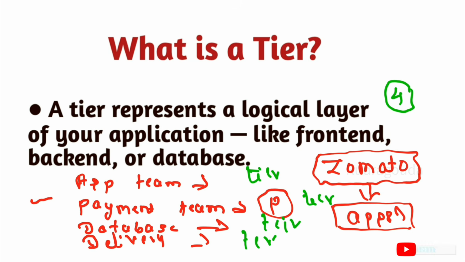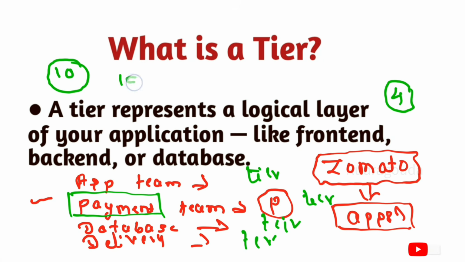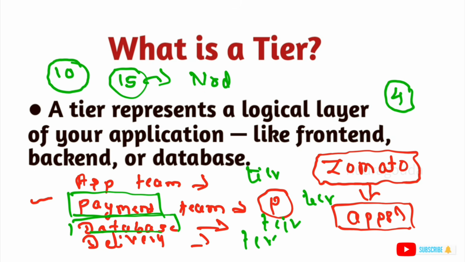And each tier might have multiple nodes. For example, when you are talking about the payment team or payment service, to handle all the load properly, the payment service might use 10 servers to manage the load, or 15 servers to manage the database. So these 15 databases, meaning each individual database, we call it a node.